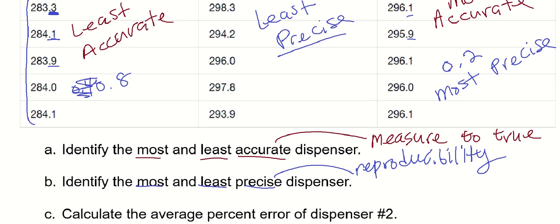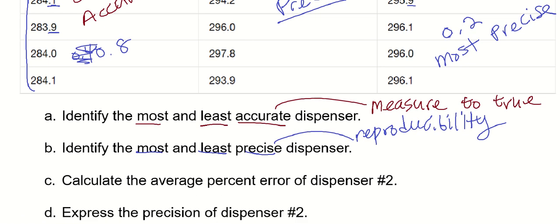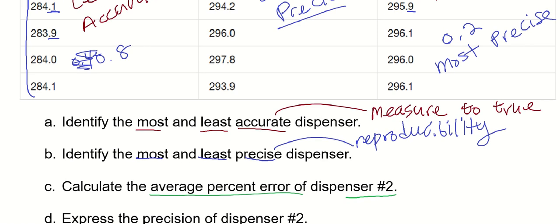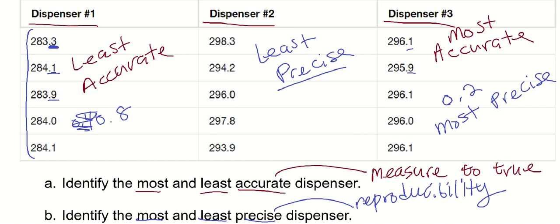And then let's calculate the average percent error for dispenser number 2. Whether you do this individually and then get the average, which would be a lot more work, I'm just going to get the average first and get the percent error one time. So I'm going to get the mean here. I'm going to add them up.